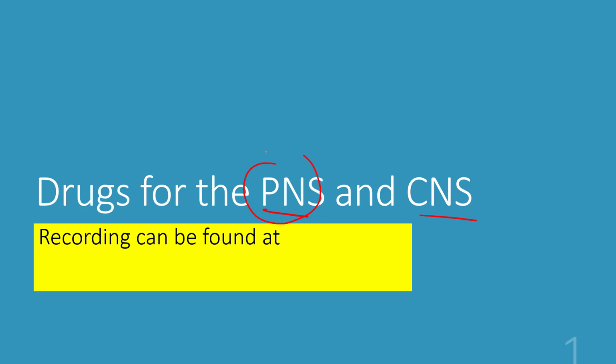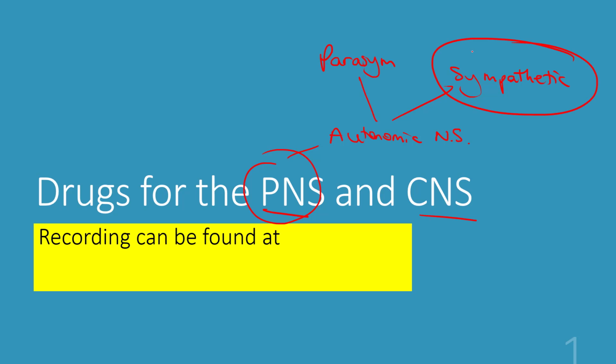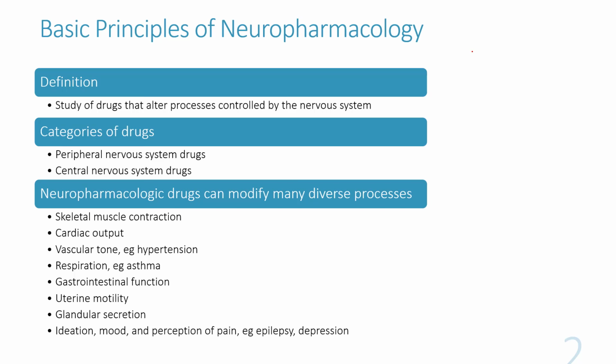So when we talk about the peripheral nervous system, we're really talking about the autonomic nervous system. And the autonomic is divided into two branches, the parasympathetic and the sympathetic. So the drugs that we're going to cover are mainly drugs that actually alter what happens within the sympathetic nervous system. But I'll go through an overview of both branches of the autonomic nervous system and then focus specifically on drugs that are used commonly within the sympathetic nervous system.